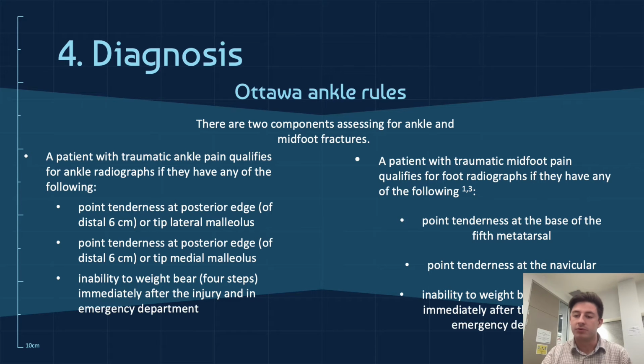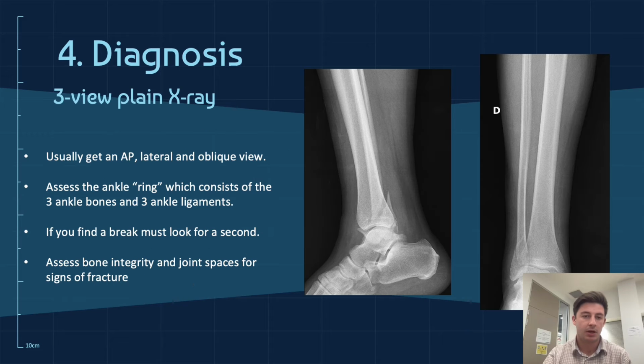The Ottawa ankle rules generally are really well applied, and through proper application, it's got a 97.5% sensitivity and can reduce the need for radiographs or X-rays by approximately 35%. So when we do X-ray someone and they pass these tests, we generally go for a three view plane X-ray. Typically, we get an AP, a lateral, and an oblique view.